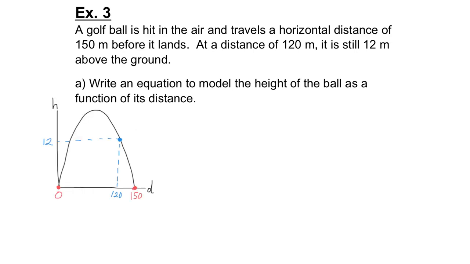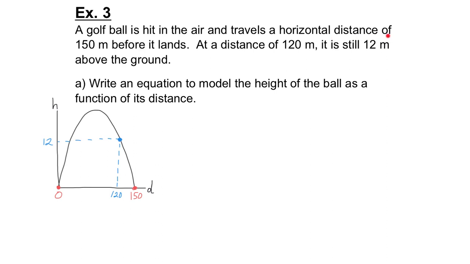It's often helpful to start with a sketch of what the graph looks like. If we read this question, it's apparent that we are graphing not just the horizontal distance that a ball is traveling, but also its height, 12 meters above the ground. This is height above the ground. And we want an equation to model the height of the ball as a function of its distance. So we've got distance, height as a function of distance. Well, let's read through and find some points.